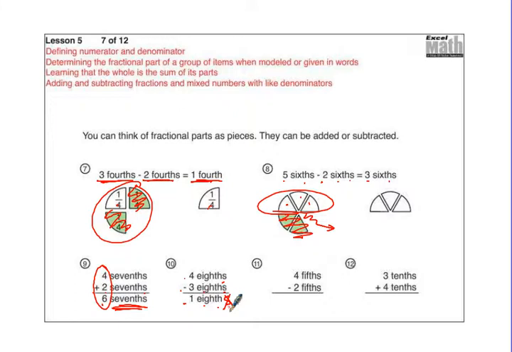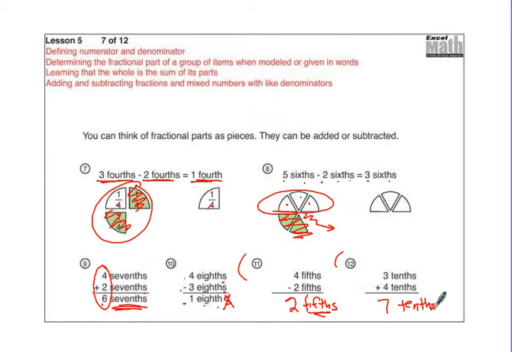And then I would like you to pause the video, do numbers 11 and 12, turn it back on when you're ready for the solution. Okay, you should have done number 11, 4/5 minus 2/5 equals 2/5. And yes, you should have that word written right there, just like they did on the sample problems. 3/10 plus 4/10 equals 7/10, and with the word.